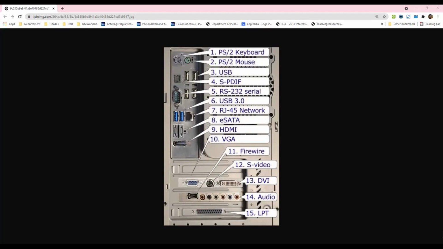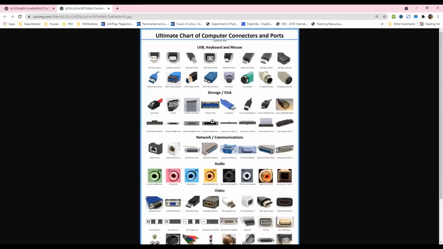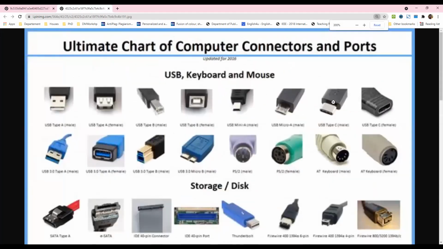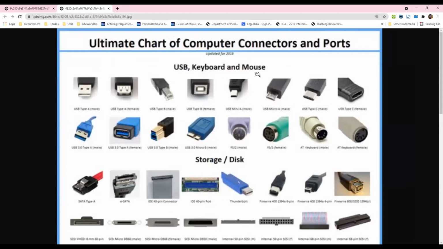But actually, let me show you another picture. In this one, you will see a lot of other ports as well. So these are the connectors and ports both. Let me increase the size. Okay, you see here. Now USB keyboard and mouse, there are various types you will get.